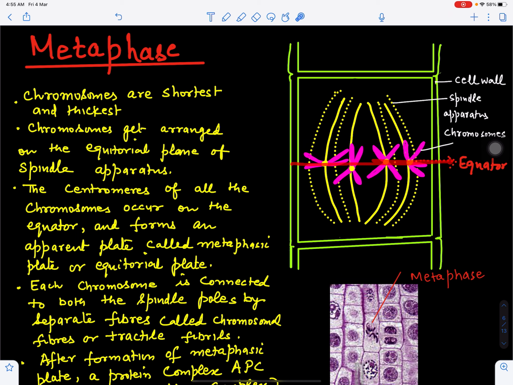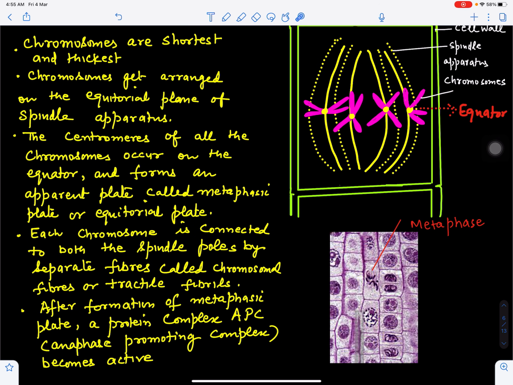Now this is the equator, which is the center of the spindle apparatus, and if both sides are equal, then it is called symmetrical. So chromosomes come to lie at the equator of the spindle apparatus. This is also called the metaphasic plate. And we can see here this part is the centromere and these are the chromatids. So it gets attached to the chromosomal fiber with the help of its centromere, and this forms a metaphasic plate or equatorial plate because it is produced at the equator. Each chromosome is connected to both the spindle poles by separate fibers called chromosomal fibers or tractile fibers.